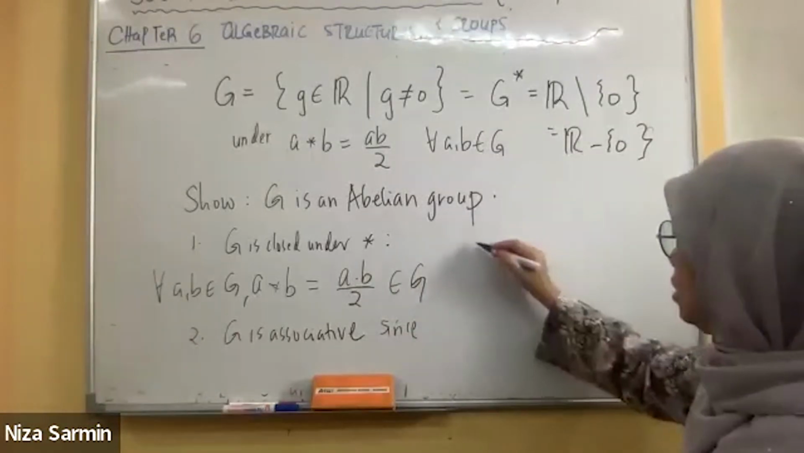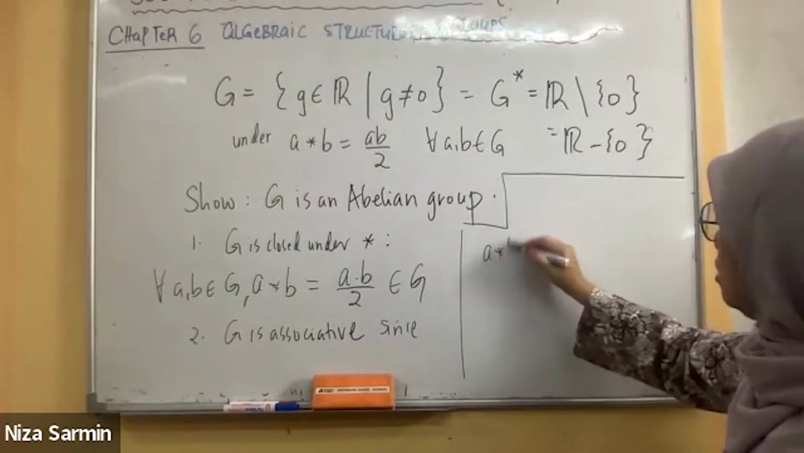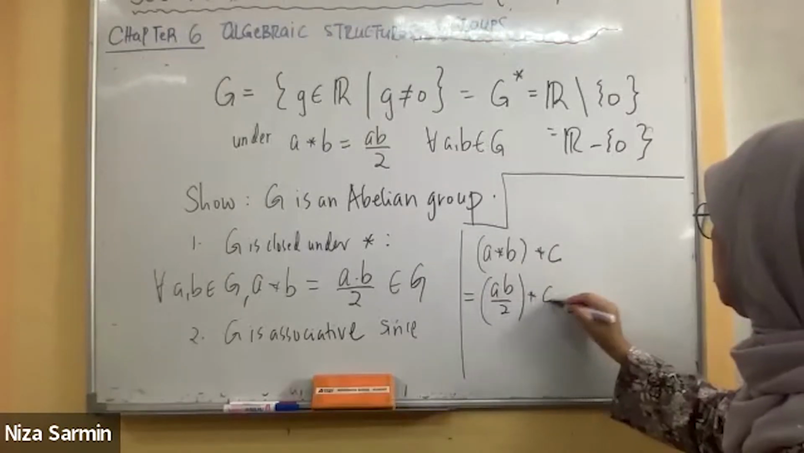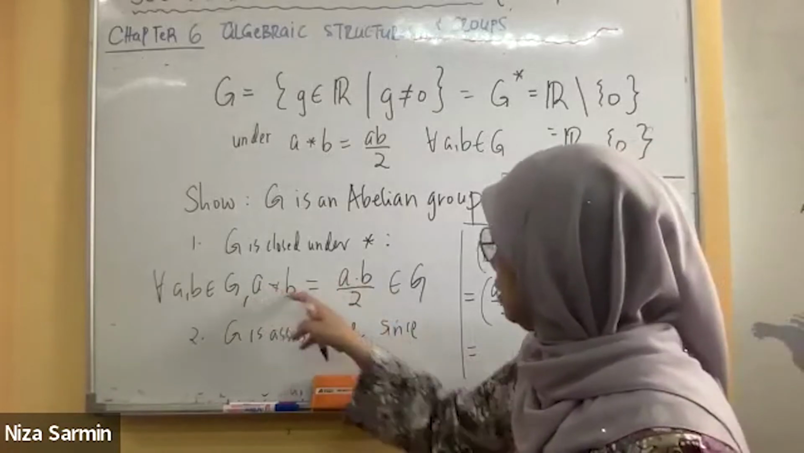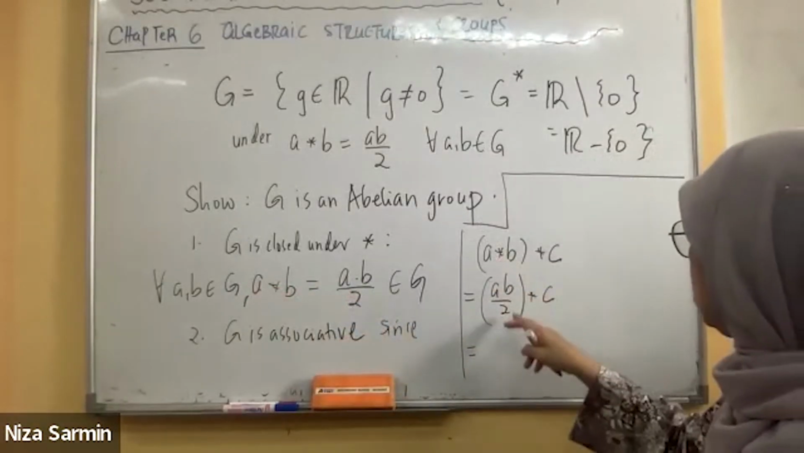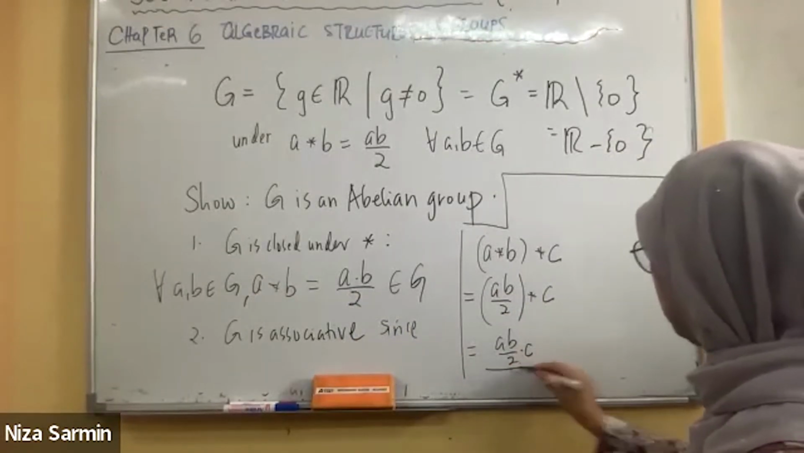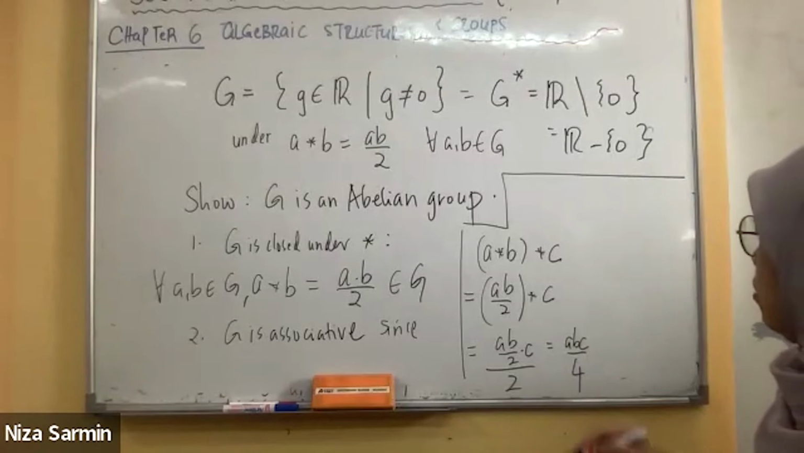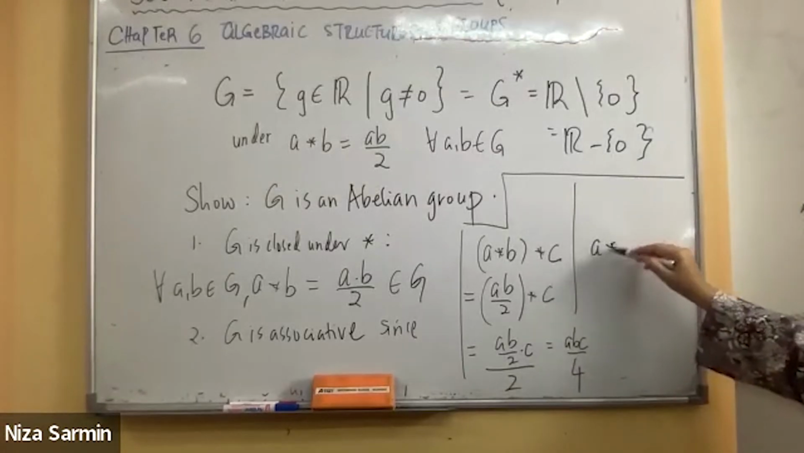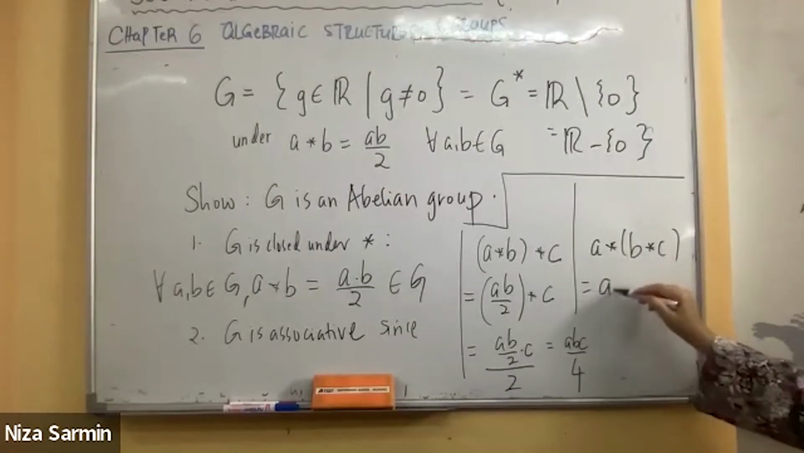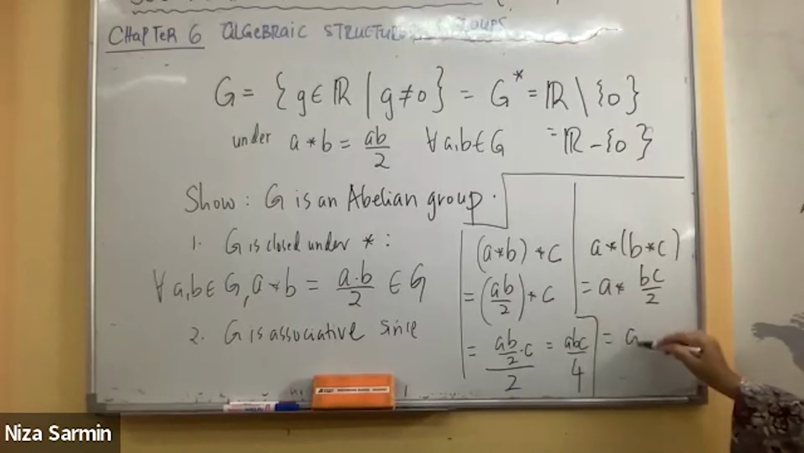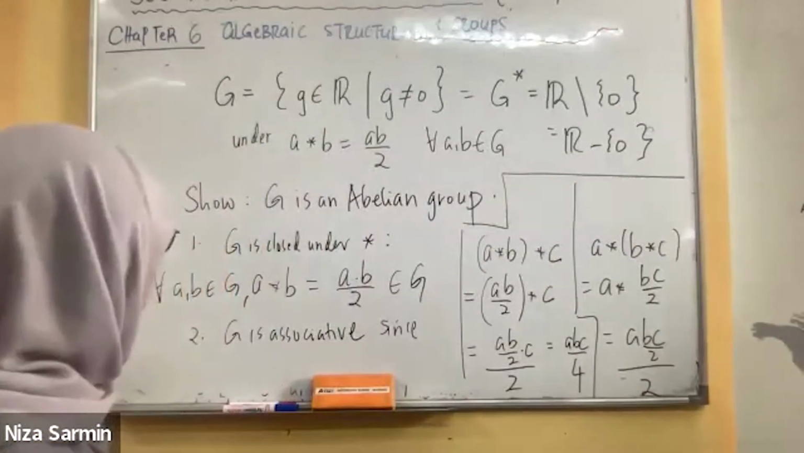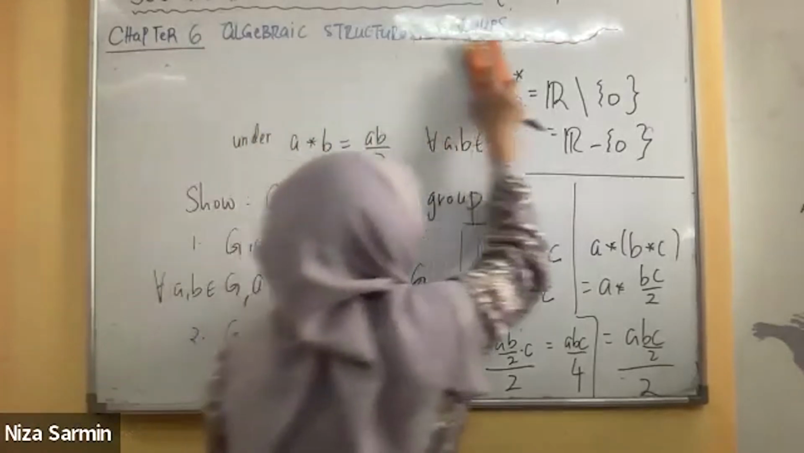Since (a star b) star c is equal to ab over 2 star c. a star b is ab over 2, so this is abc over 4. Okay, let me try the other one like this. a star (b star c): b star c is bc over 2, so this is abc over 2 over 2, which is the same, right? So this is okay. Associative.